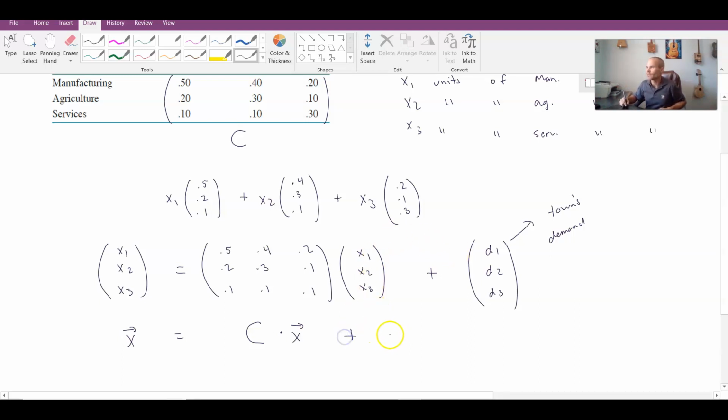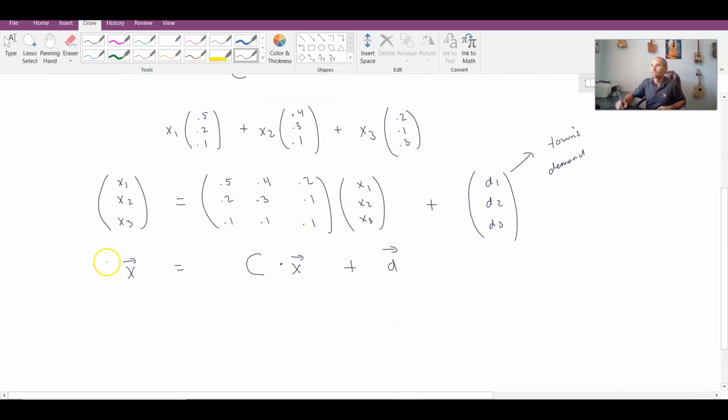And then we have our demands by the town or whatever industry. And what we want to do is solve for x. That's our next task, is solve for x. How much should each company produce in order to meet its intermediate demands, as well as the final demand?